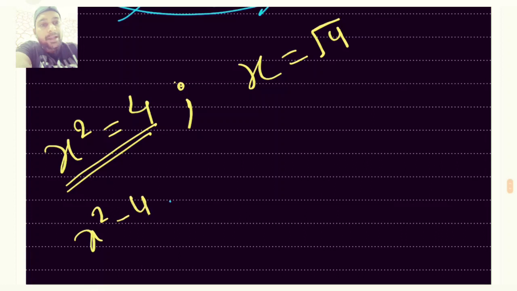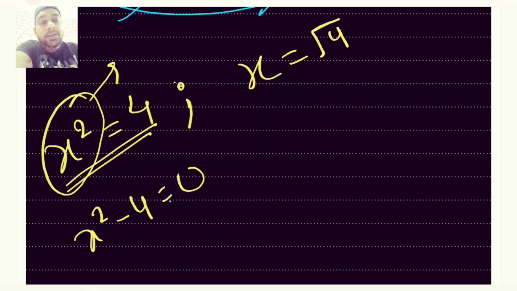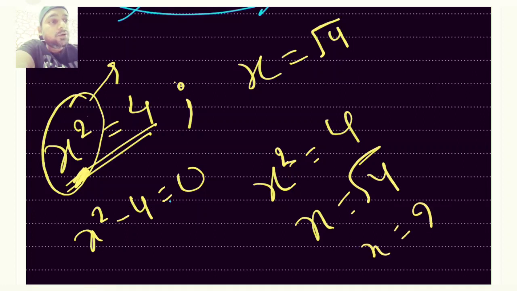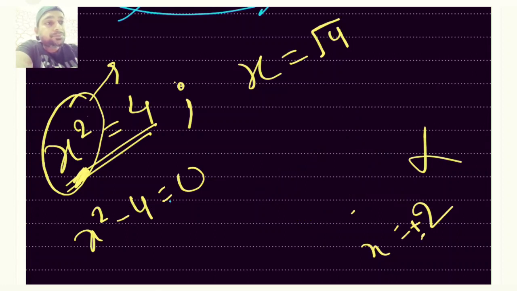x square minus 4 is equal to 0, because this is a quadratic equation. The variable x is having the highest power as 2, so this is a quadratic equation, isn't it? So it should have two answers, not one answer. Beta, you may have done this earlier. Sometimes you used to write it this way: x square is equal to 4, and x is equal to root of 4, that is x is equal to 2. That is wrong. It will be plus minus 2. I'll tell you how it will be plus minus 2.